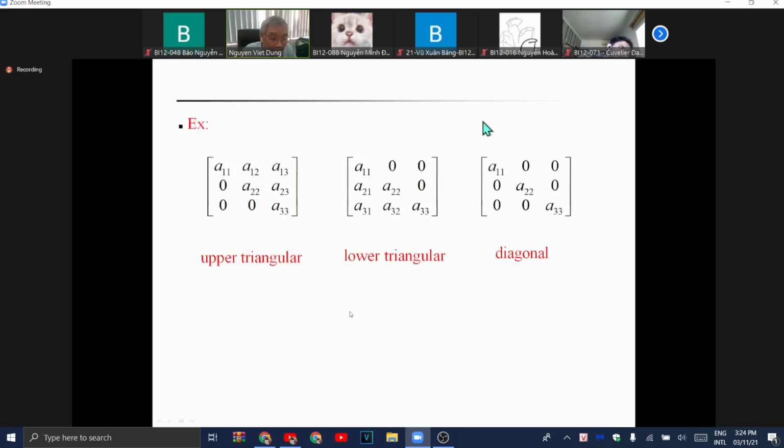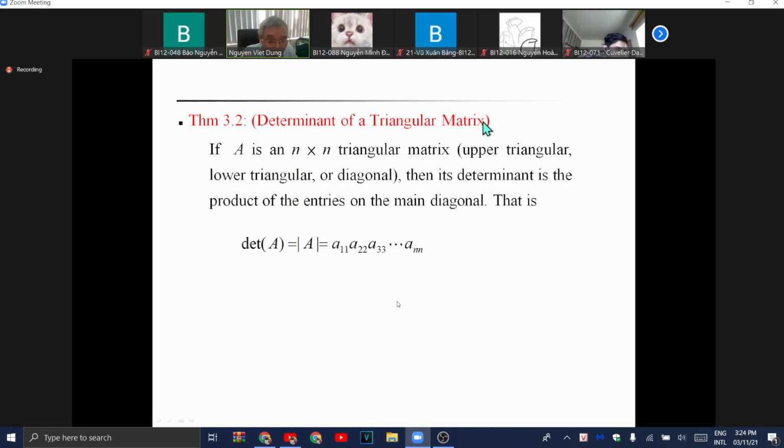Here are some examples of the upper and lower triangular matrix and the diagonal. And last Saturday, we stopped at this point. We say that if A is any triangular matrix, it can be upper or lower, or even a diagonal matrix, then the determinant is very, very easy to compute. That is, it is the product of all the entries lying on the main diagonal. And it is given by the formula on the screen here. And today, we will continue from this point.